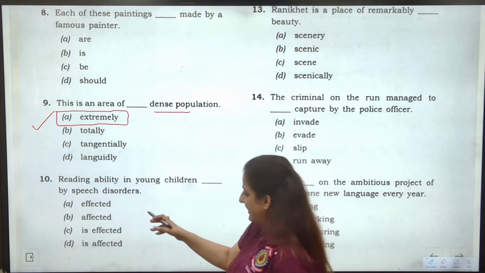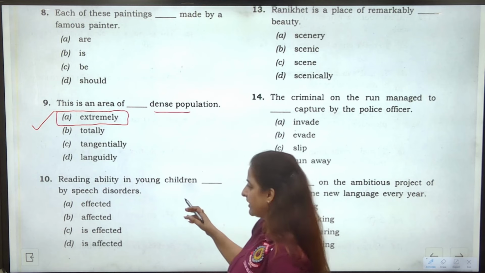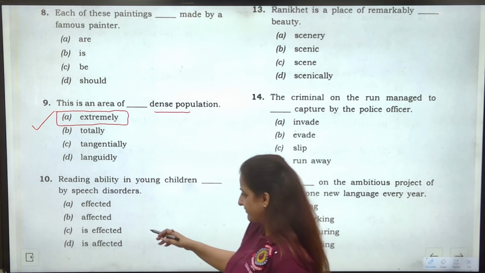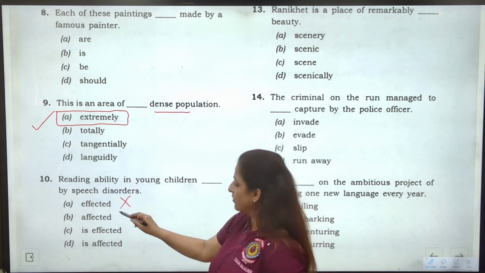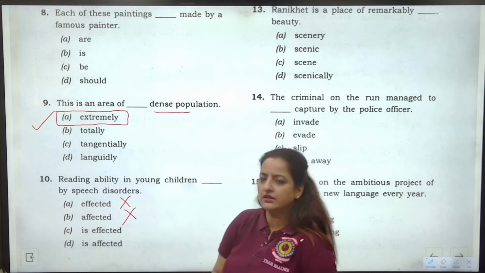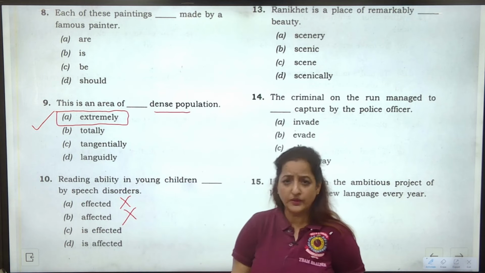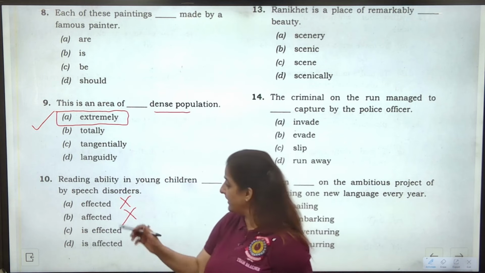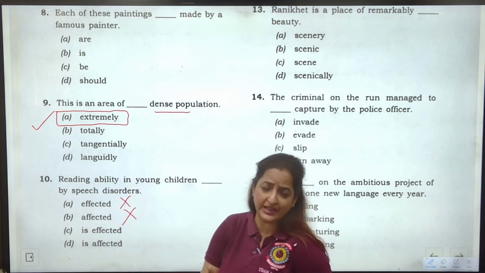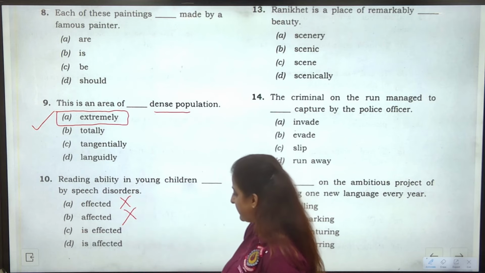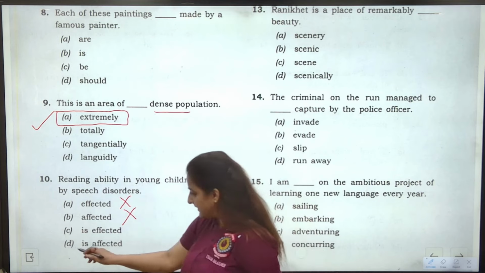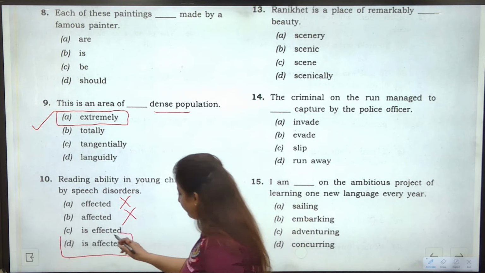Next one, question 10. Reading ability in young children. Alpha, Bravo rule out करेंगे. You know why? Helping verb ही missing है. Is, am, are कुछ तो चाहिए, and ability के साथ singular verb. We need is actually. The helping verb is missing, so you rule it out. The answer is delta, is affected.